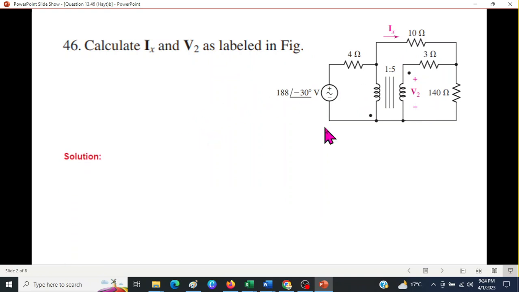The first thing, if you note, this is an iron core transformer. These bars actually show the iron core transformer, and an iron core transformer is taken as an ideal transformer, and the transformation ratio is 1:5. That is, the secondary is 5 times more than 1.